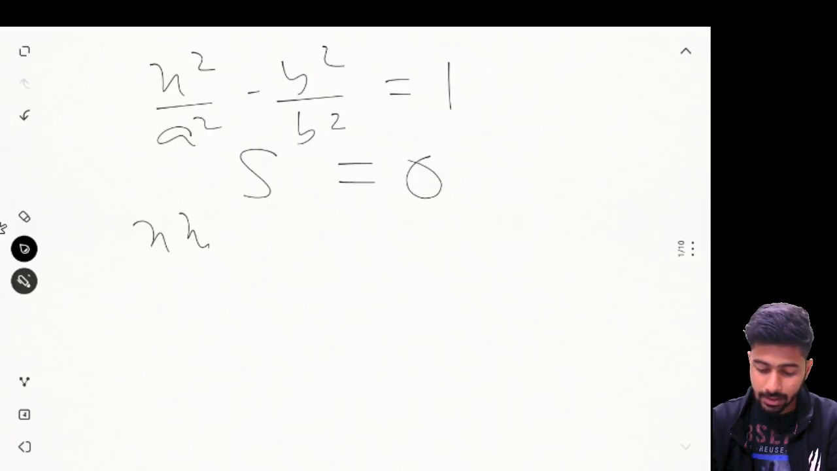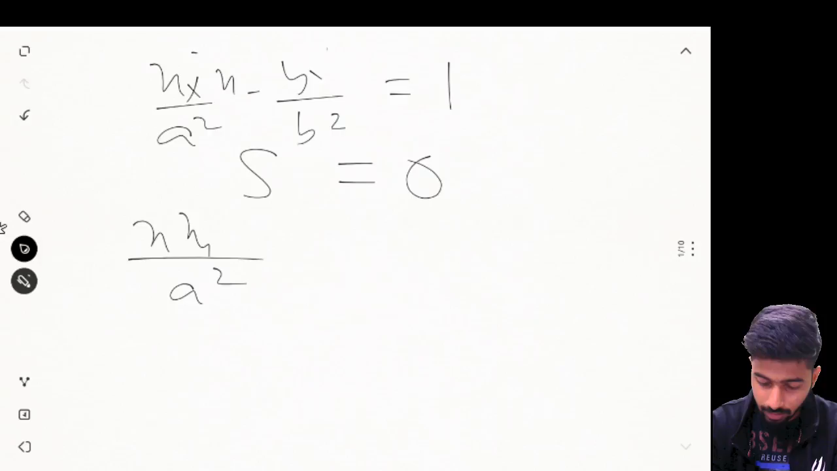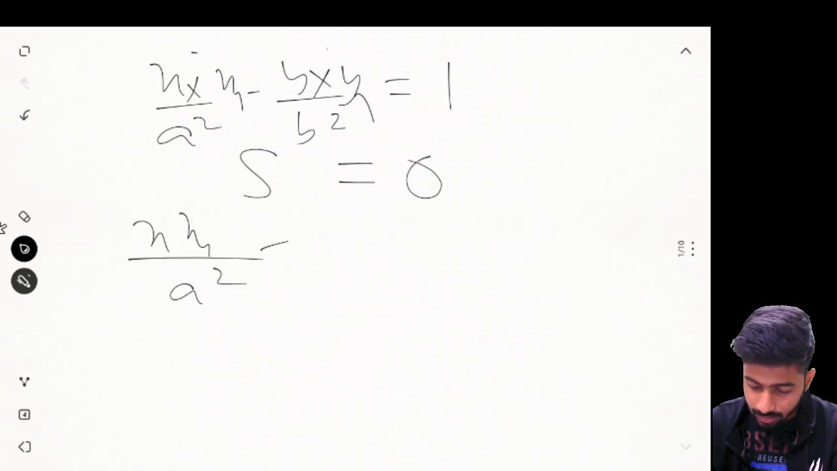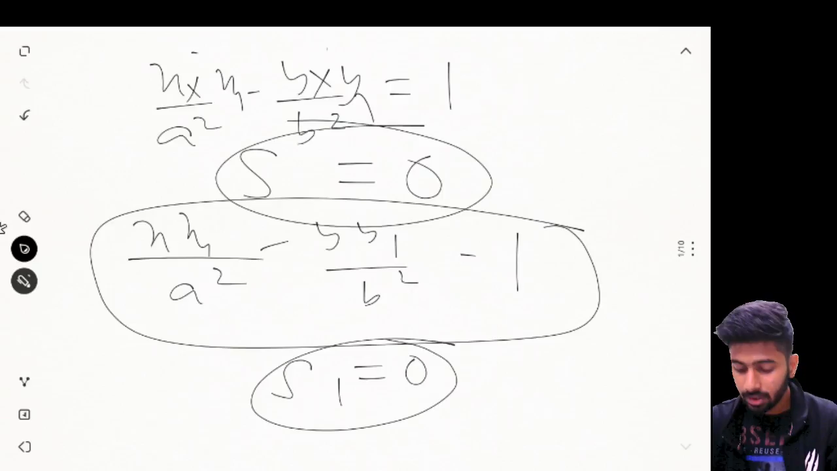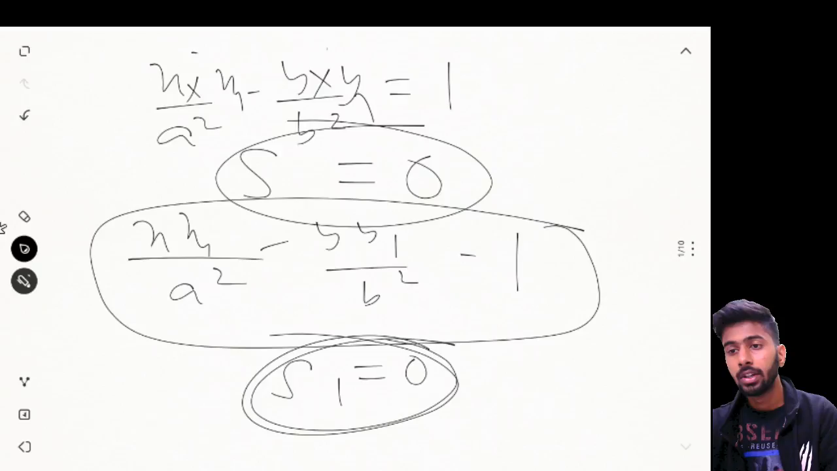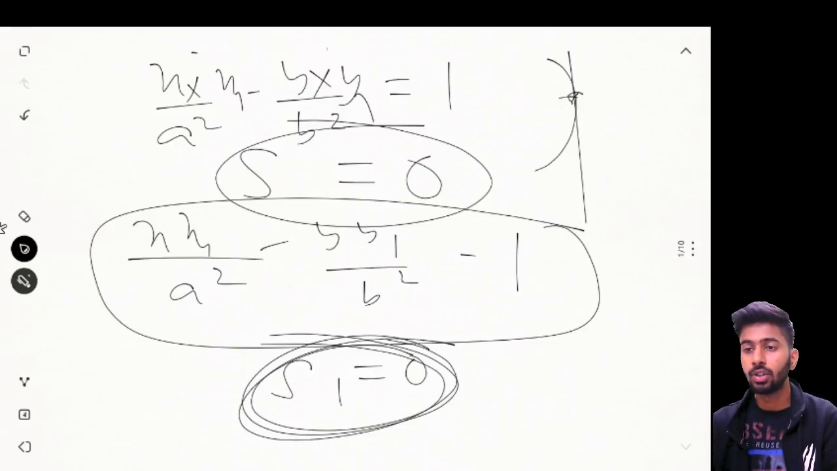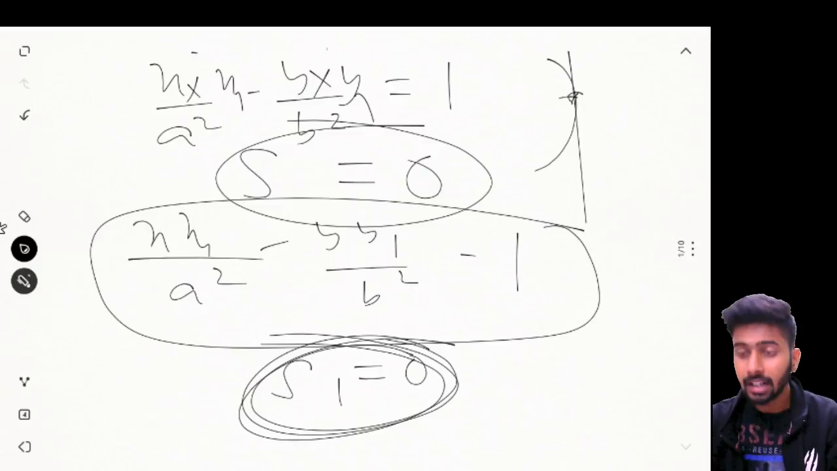Then x x1 by a square. So if you see, I'm taking out one x. This x square I'm writing as x into x, and y square I'm writing as y into y. And one of the x's I'm making x1, one of the y's I'm making y1. So then I'll get this. This is called S1 is equal to 0 for the curve S is equal to 0. And S1 is equal to 0 is the tangent to the curve if the point lies on the curve. S1 is equal to 0 will give the tangent to the curve, right? This is something that you have to understand, something that you have to remember actually.